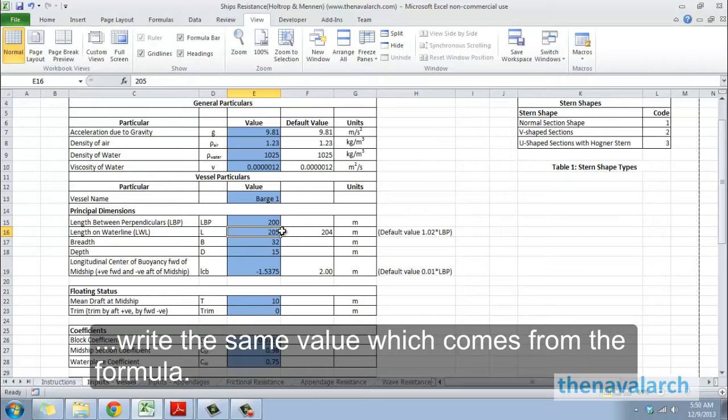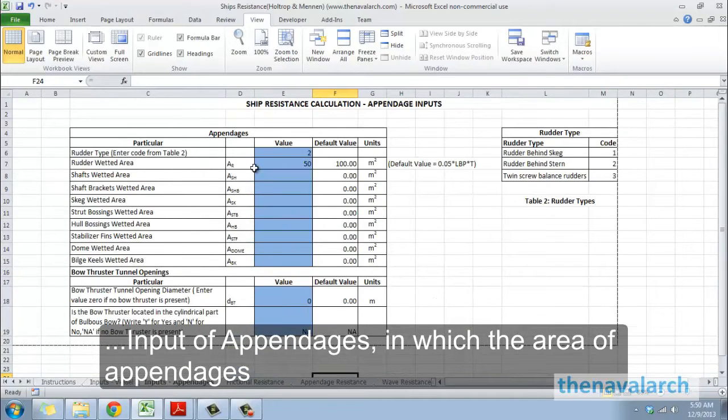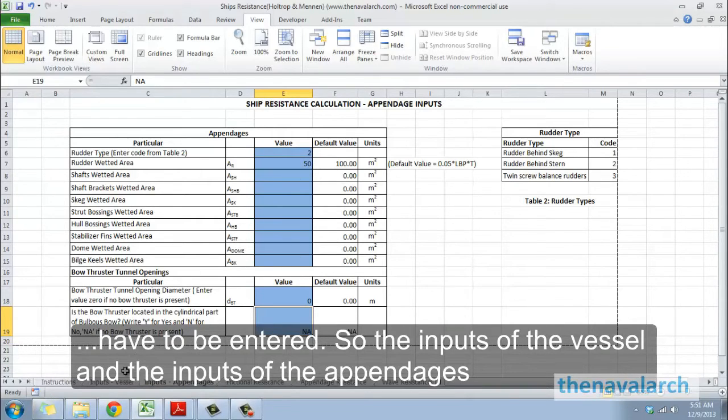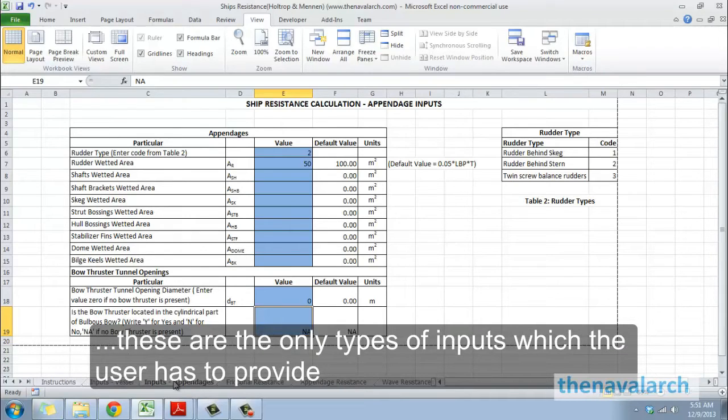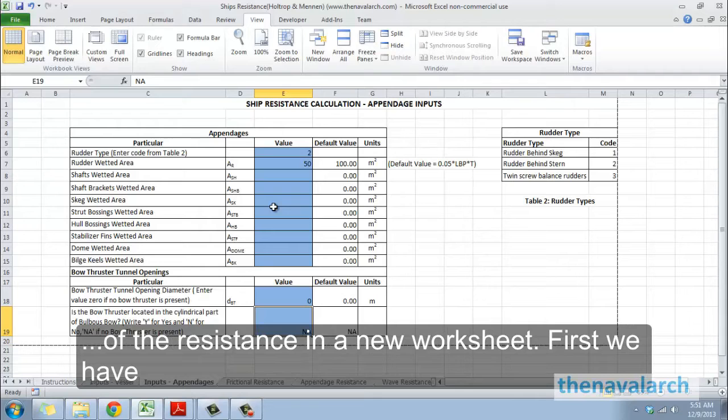Once these inputs are provided, the next is the input of appendages, in which the area of appendages and some other particulars related to the appendages of the vessel have to be entered. So, the inputs of the vessel and the inputs of the appendages, these are the only types of inputs which the user has to provide, after which the Excel sheet calculates each component of the resistance in a new worksheet.